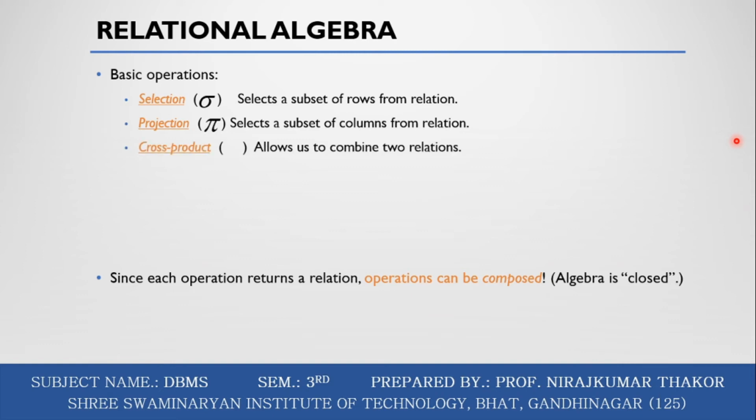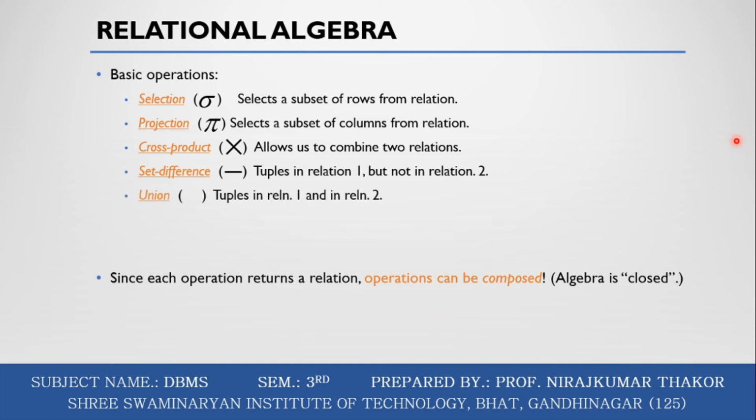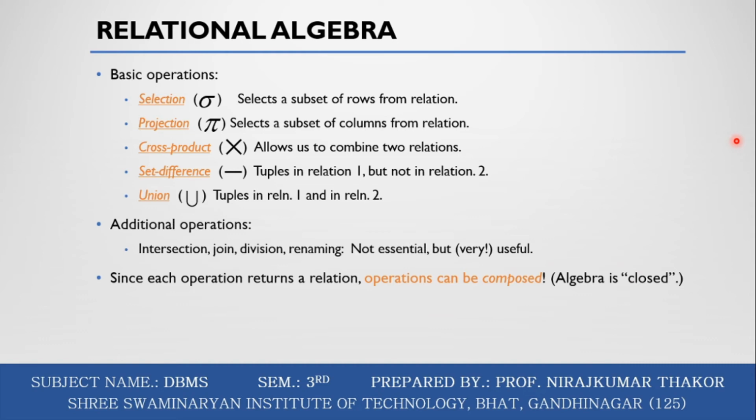The next one is the cross product. It allows us to combine two relations. The symbol is a cross or multiplication. The next one is set difference. The tuples in relation 1 but not in relation 2. The symbol is minus. The next one is union. The tuples in relation 1 and relation 2. And the symbol is U, union. And the additional operations are intersection, join, division, and renaming. Not essential but very useful.